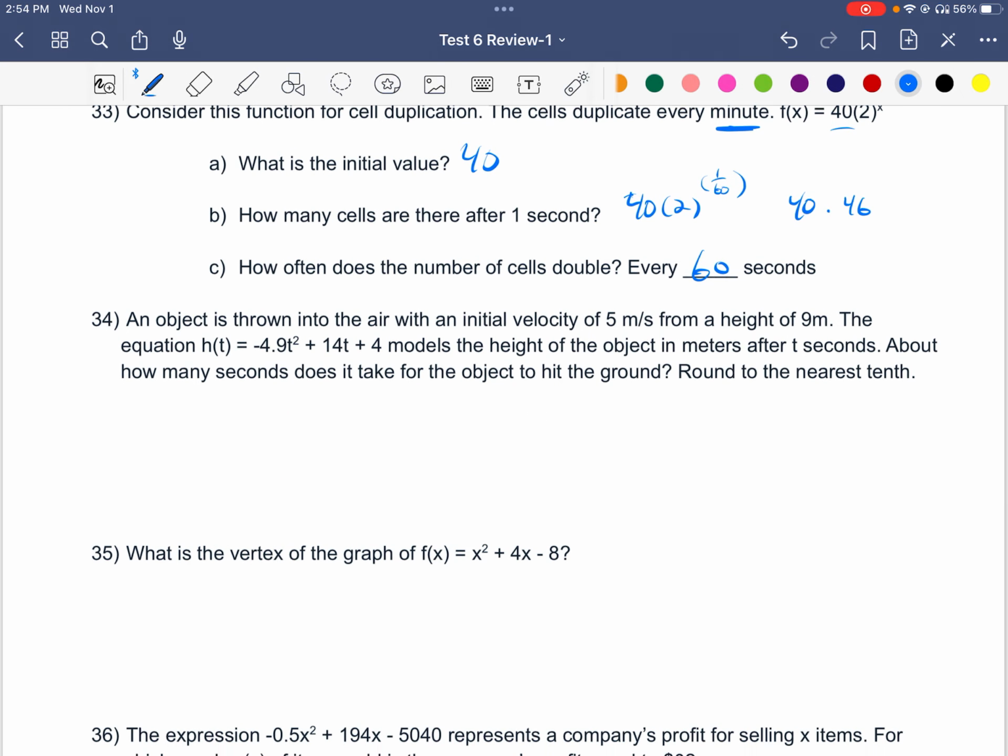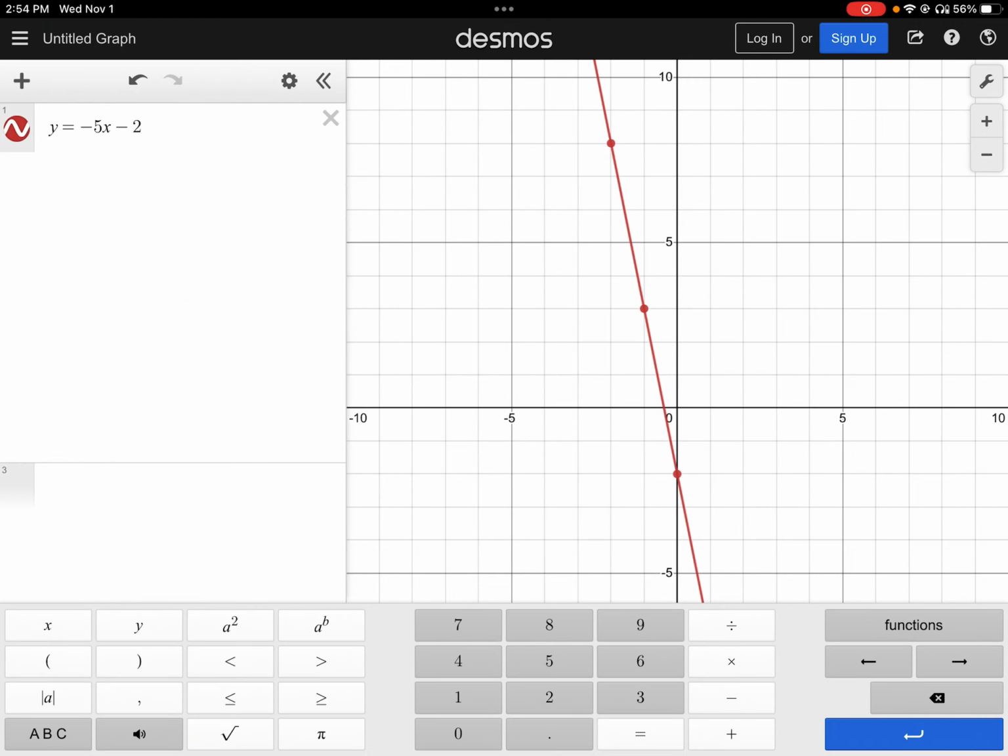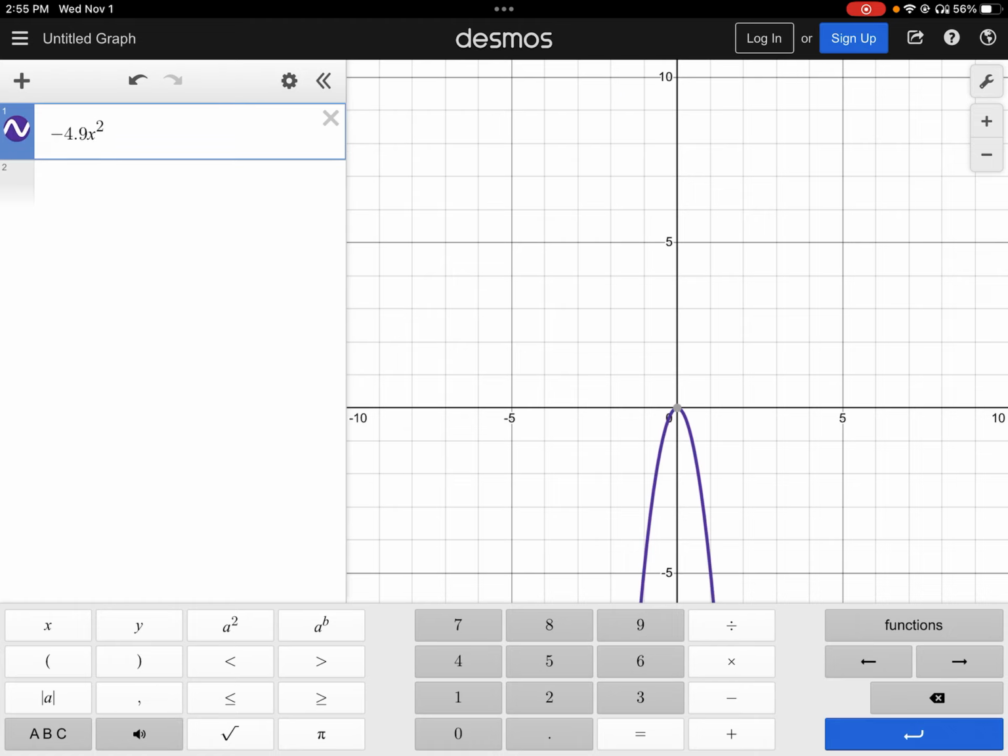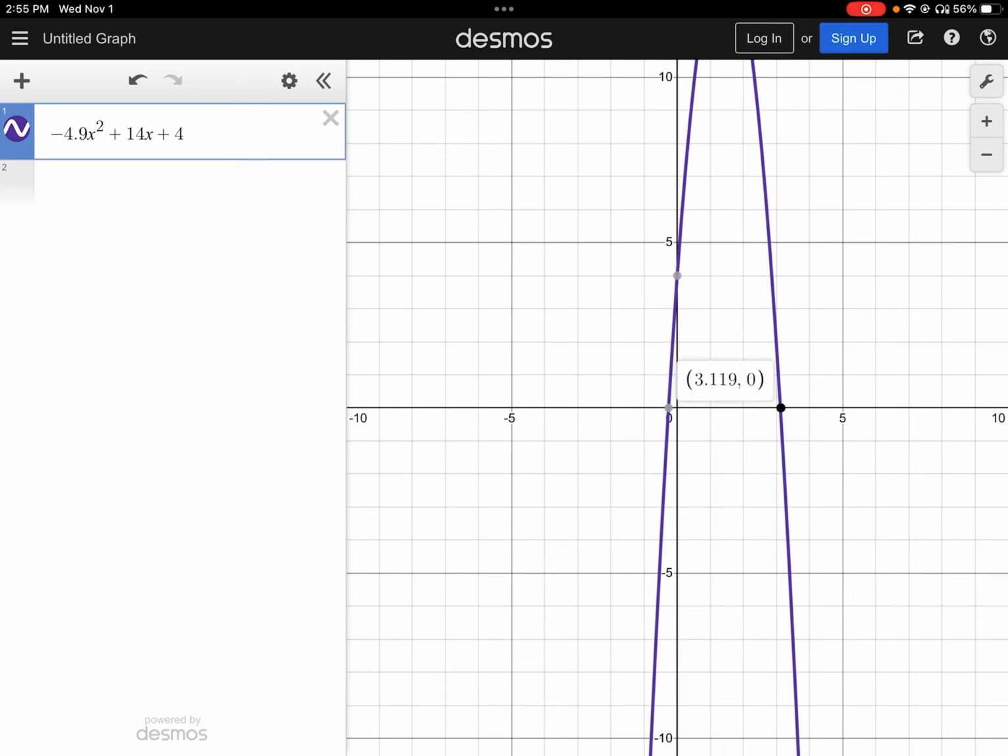I'm sorry about that. My bad. An object is thrown in the air with an initial velocity of 5 meters per second from a height of 9 meters. The equation represents the height of the object in meters after t seconds. About how many seconds does it take for it to hit the ground? We're looking for the x-intercept, the positive 0. So let's go to Desmos. Let's type that in. Negative 4.9x squared plus 14x plus 4. You can see it hits the ground after about 3.119 seconds.